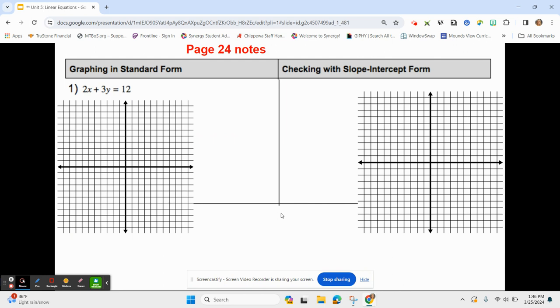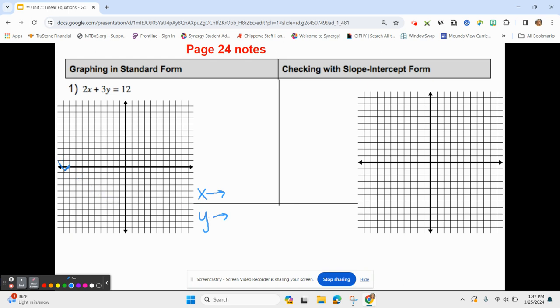So page 24, on the left-hand side, graphing in standard form, and then we're going to graph the same equation, but we're going to switch it to slope-intercept. So 2x plus 3y equals 12. The first thing that I'm going to do here, in order to graph this, since it's in standard form, is find the x-intercept and the y-intercept. You might remember this from Friday. I kind of like to write the intercepts just like this.